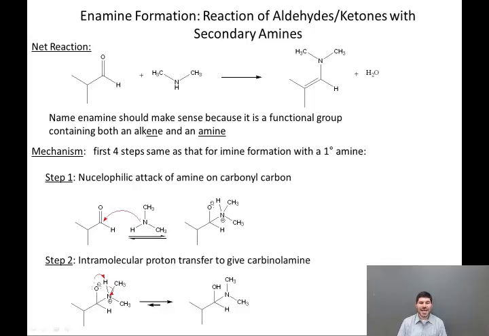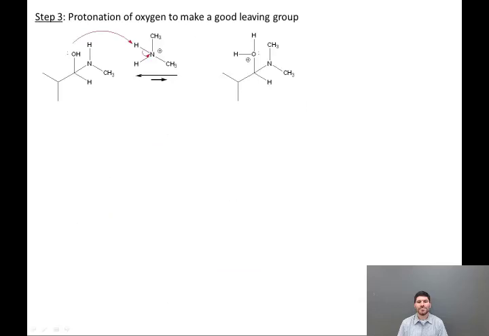And then the second step is the exact same intramolecular proton transfer to give the carbinolamine. Now we don't have a hydrogen on that carbinolamine, but other than that, it is exactly the same as the mechanism that we saw for imine formation. Same goes for step 3: protonation of the oxygen to make a good leaving group. So the carbinolamine is still not something that's stable. It's still going to want to lose water, and the way we have to lose water is to protonate that oxygen.